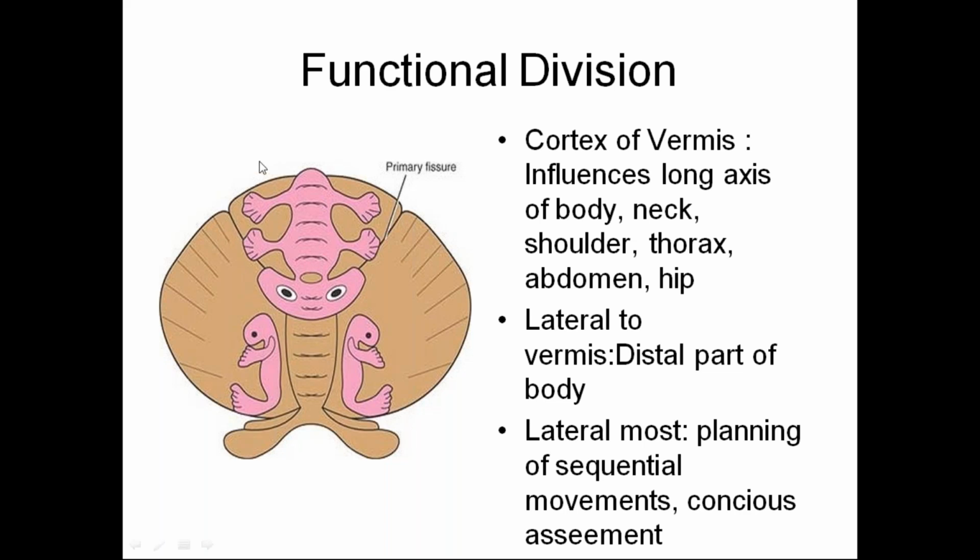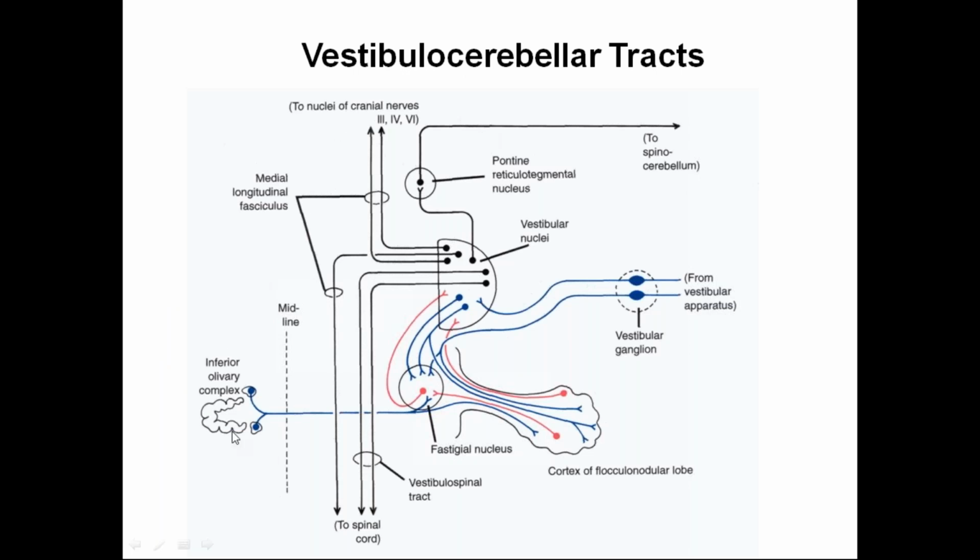Lateral to the vermis is the distal part of the body, that's the hands and the legs and all that. And the lateral most part is planning of the sequential movements, the conscious assessment of our movements. So the vestibulocerebellar pathways are coming from the vestibular ganglion and also from the vestibular nuclei. If you see the vestibular nuclei at the pontocerebellar junction, there are superior, inferior, medial, and lateral, 4 vestibular nuclei. It's a big diamond-shaped nucleus.